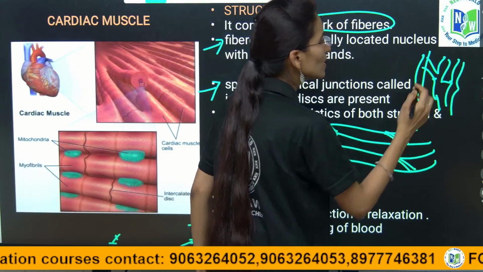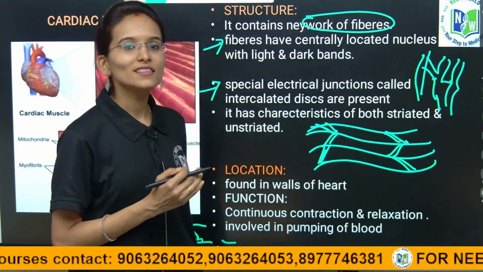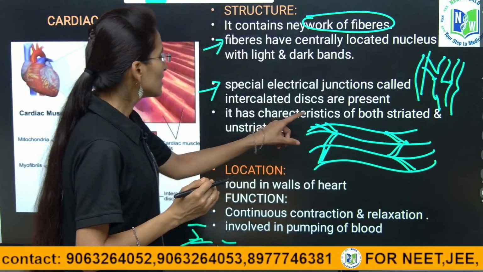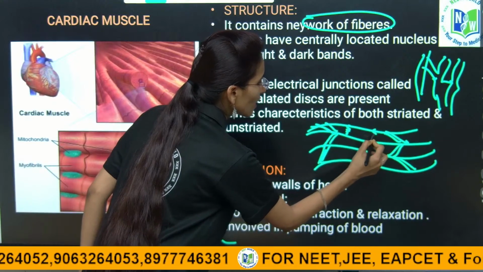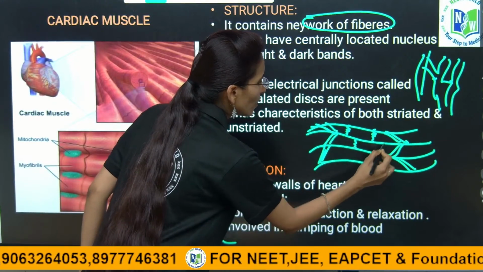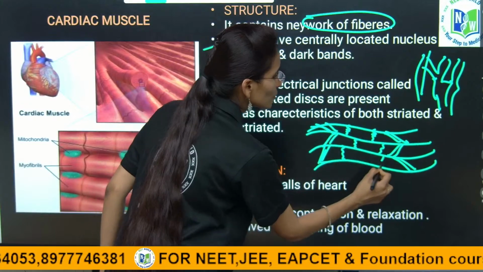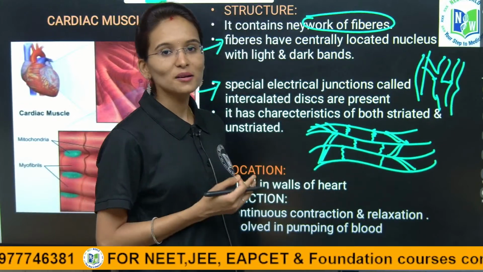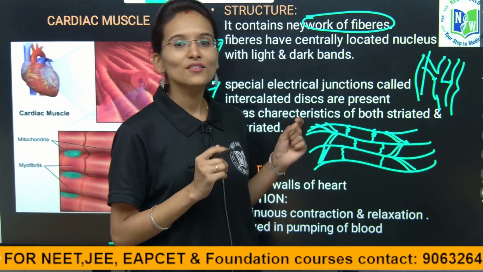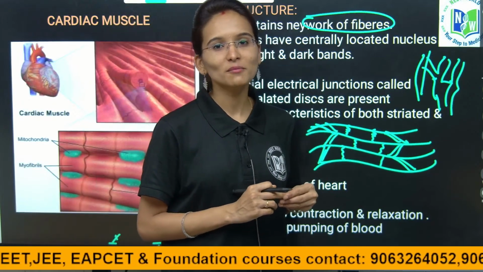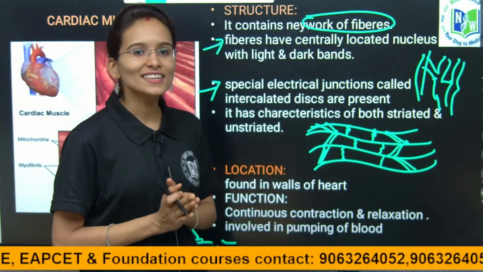In this way the arrangement takes place in the cardiac muscle, and here also we can find alternate light and dark bands. Alternate light and dark bands are present inside the cardiac muscle, and we have also seen this type of striation in the first type of muscle, that is voluntary muscle, also called the skeletal muscle.